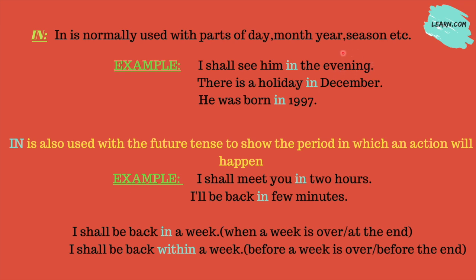Now, as you know, evening is a part of day. The whole day is divided into morning, afternoon, evening. So, similarly, evening here becomes the part of a day. So, whenever we talk about parts of day, parts of month, parts of year, parts of season, etc., we use "in". There is a holiday in December.